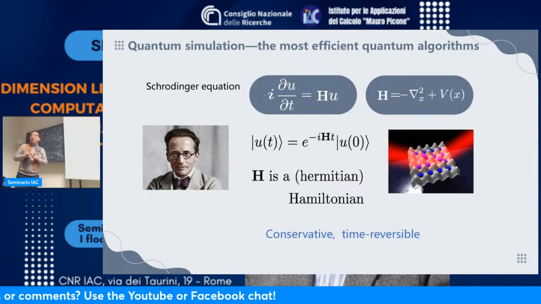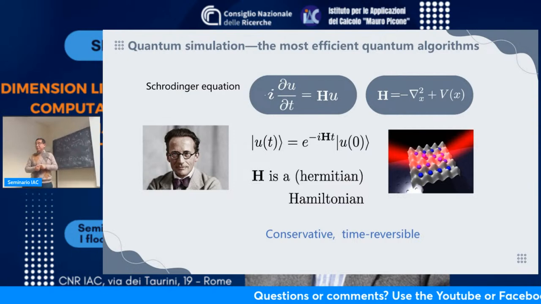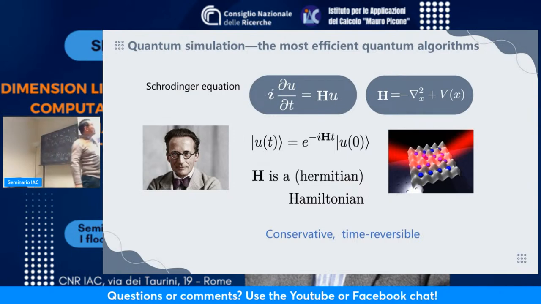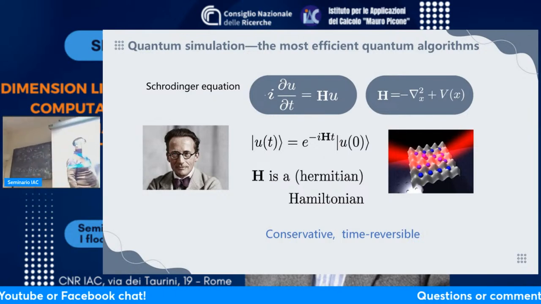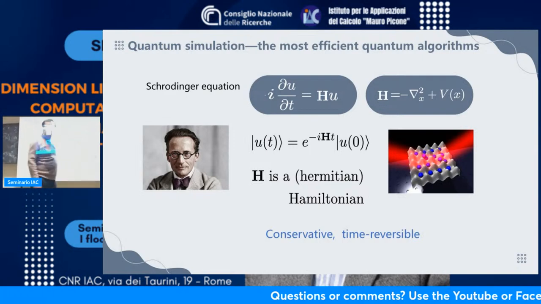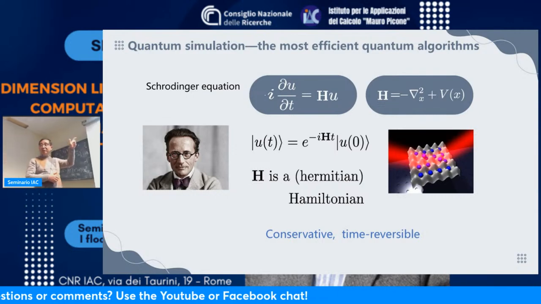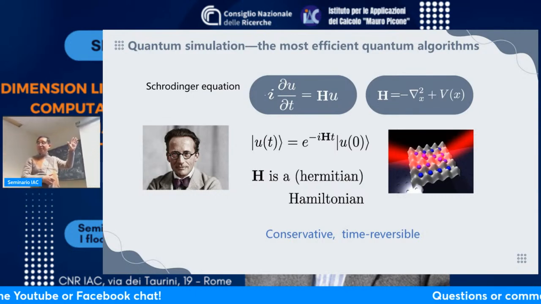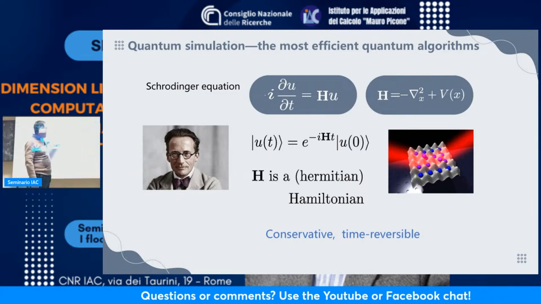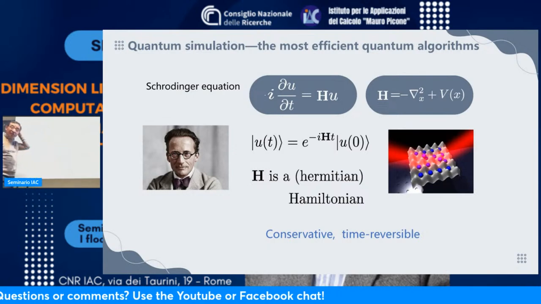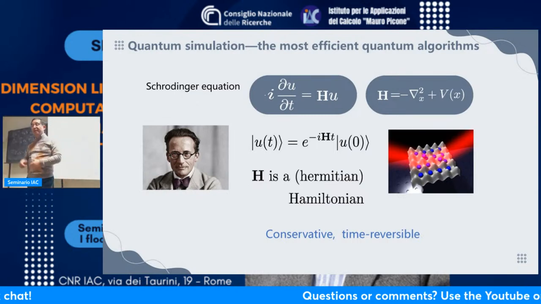However, the quantum computer is designed using quantum mechanics principles, so basically it only knows how to solve one type of equation, which is the Schrodinger equation. U is the complex wave function, and H is the Hamiltonian. It has two parts: the first part is the kinetic energy, and V is the potential energy. H is Hermitian. The solution of this equation is U(t) equals e^(-iHt) acting on U(0). Because H is Hermitian, e^(-iHt) is a unitary matrix.